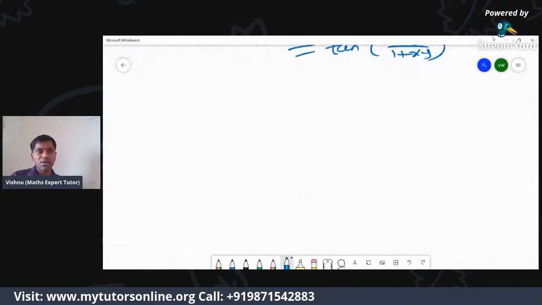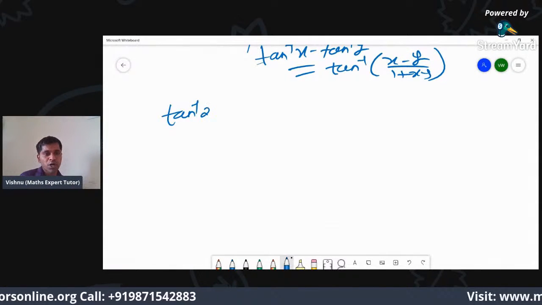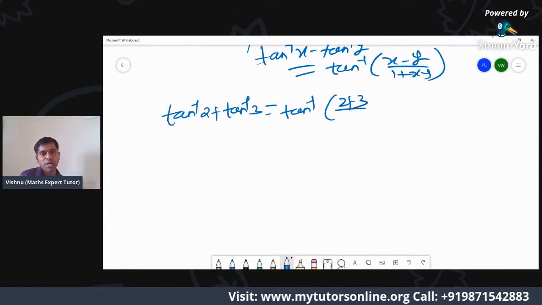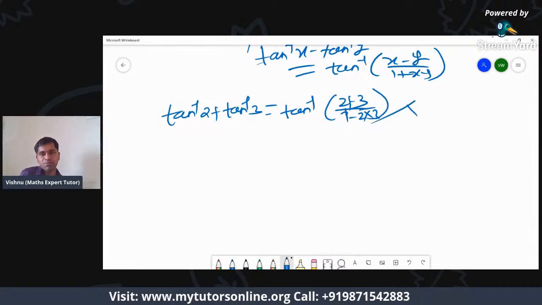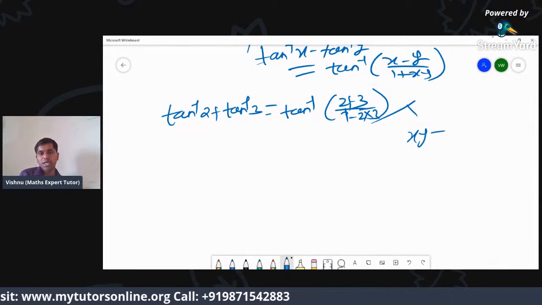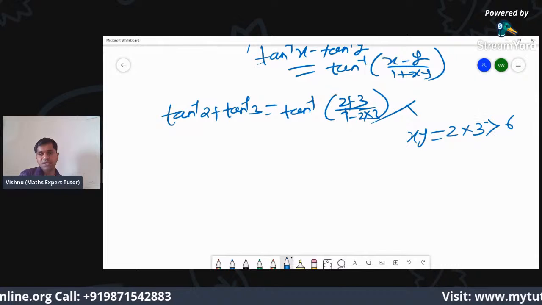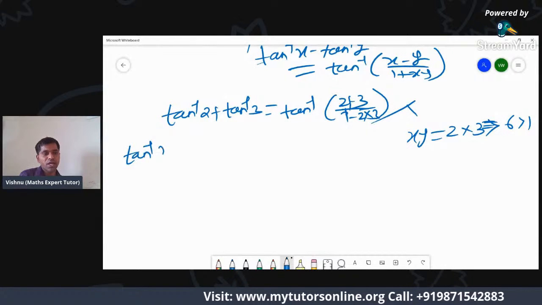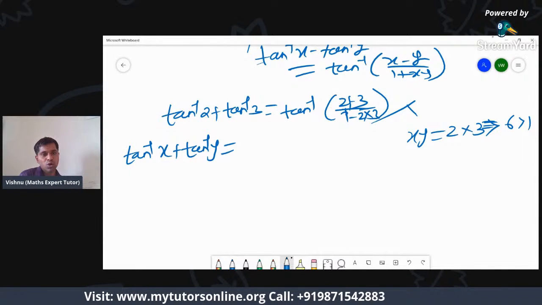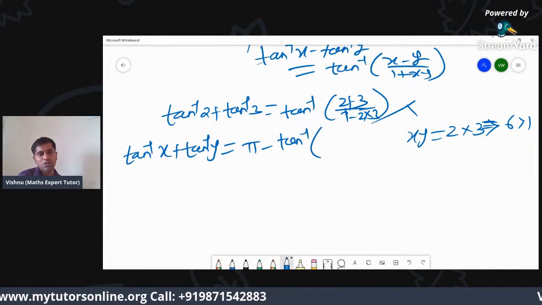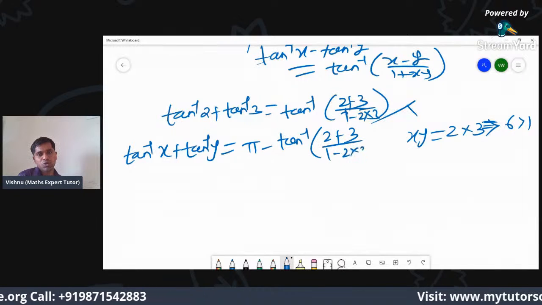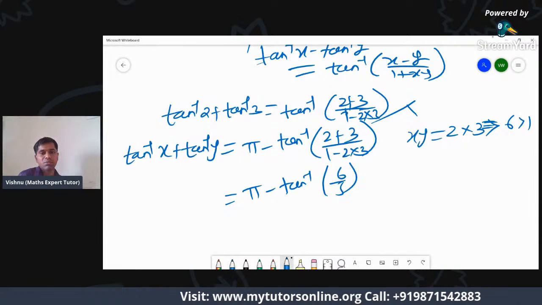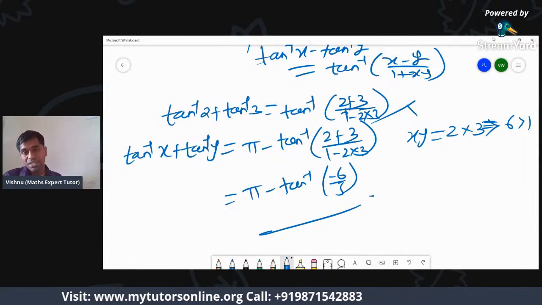For example, there is tan inverse 2 plus tan inverse 3. You will directly write tan inverse (2 plus 3) by (1 minus 2 into 3), which is wrong. No, why? Because xy is equal to 2 into 3, which is 6, so greater than 1. So you will use the formula tan inverse x plus tan inverse y is equal to pi minus tan inverse of (2 plus 3) upon (1 minus 2 into 3). Whatever it is, you can simplify afterwards.